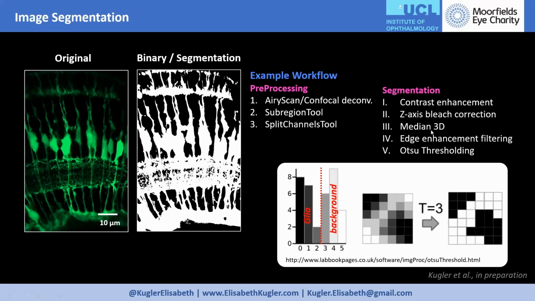Now let's talk about some of the features involved in this step. Firstly, let's take 2 of the features listed here. So we'll take contrast enhancement and median 3D. Down here, you'll see a pixelated image with darker pigmented pixels, black and dark grey, and those represent part of the Müller glia.